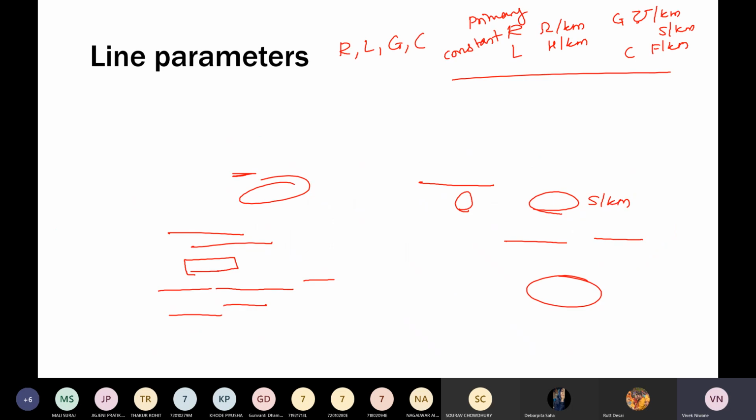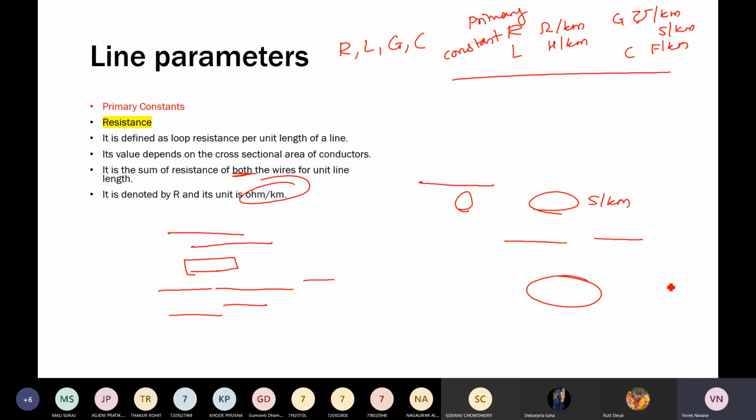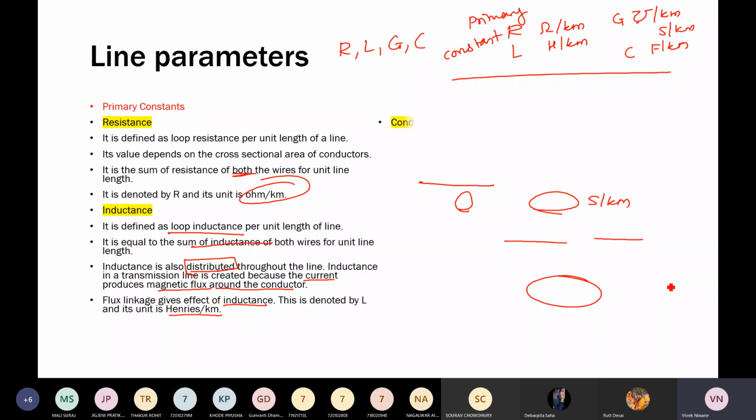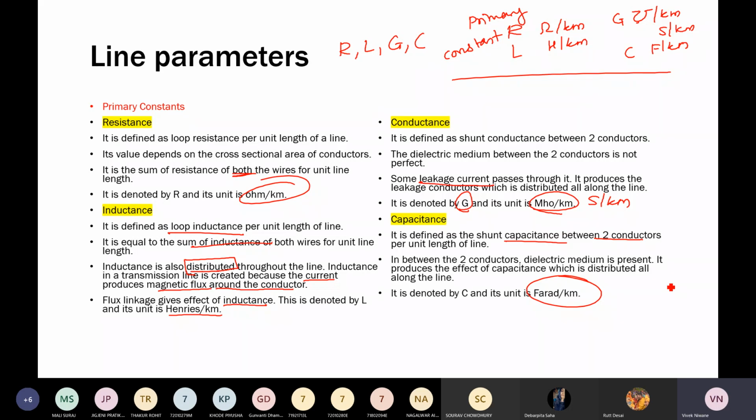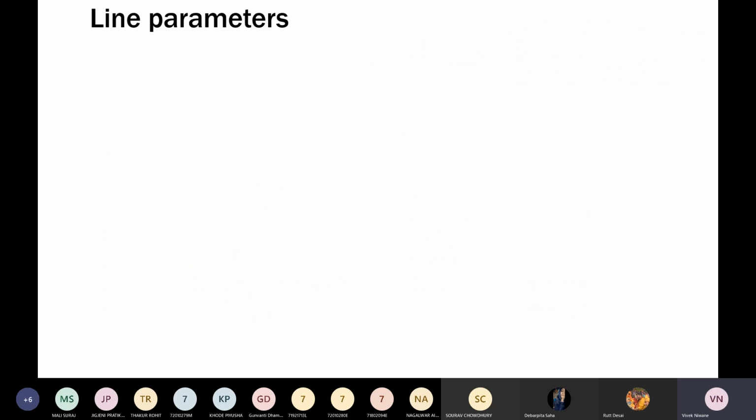Those parameters are primary parameters and secondary parameters. In primary parameters, we have resistance, inductance, conductance and capacitance. We cannot get rid of resistance, inductance, capacitance and conductance because those are the material properties. Okay, we also have the secondary parameters.